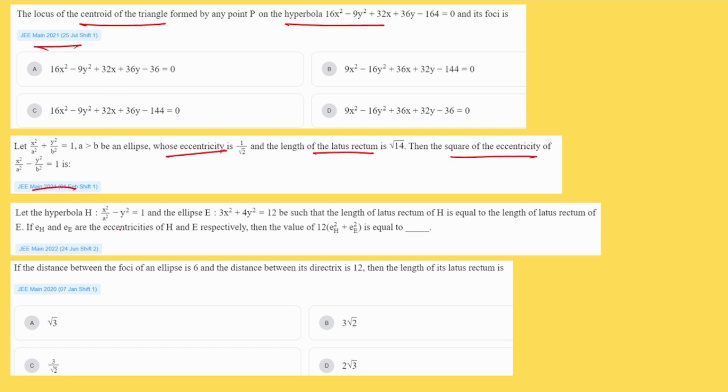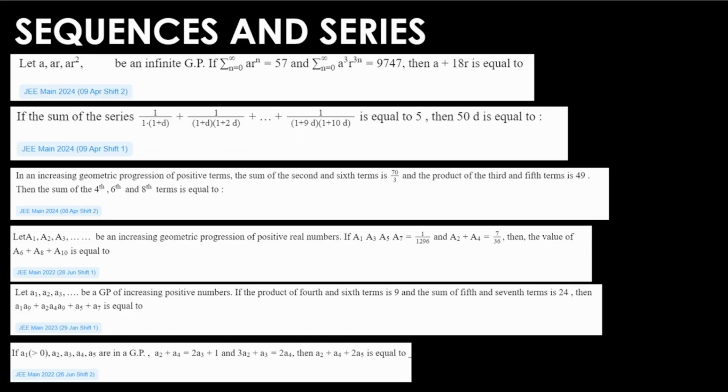Again a hyperbola is given, then an ellipse is given, and the length of the latus rectum of the hyperbola is equal to the length of the latus rectum of the ellipse. Then the eccentricity of hyperbola and ellipse is given. Then you need to find the value. Moving on to the next chapter, that is sequence and series. This is also one of the mark scoring chapters in algebra itself.